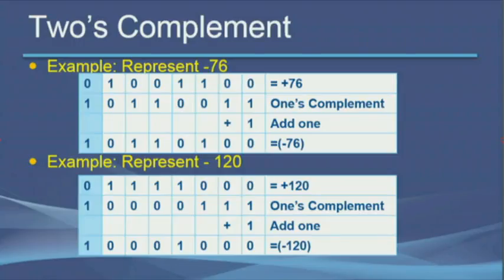So let's consider some 2's complement examples. Represent minus 76. As you can see, first you write the positive 76, then do the 1's complement and then add 1. Now you can see this is positive 76, you do the 1's complement, add 1, and the answer is minus 76. Again, you can see the positive 76 and minus 76.